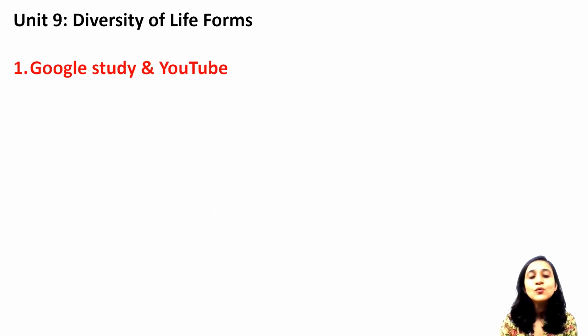Unit 9 is Diversity of Life Forms. For this you will not get any separate book. You have to study from Google and YouTube, because you will not get any book for this unit.